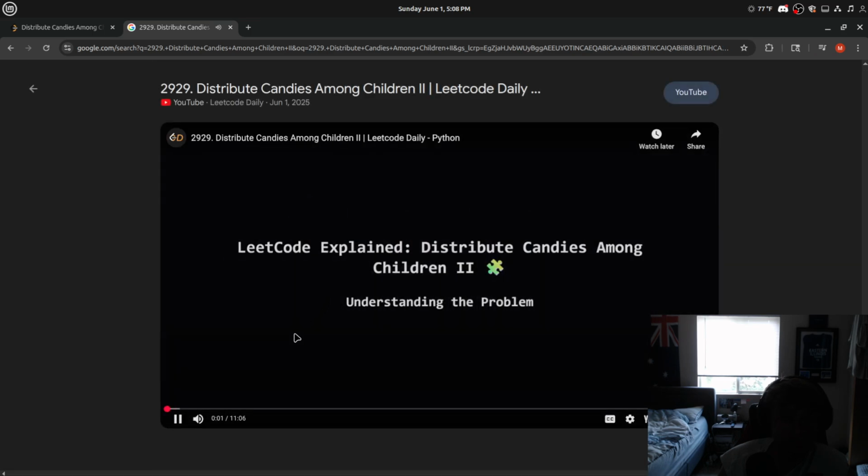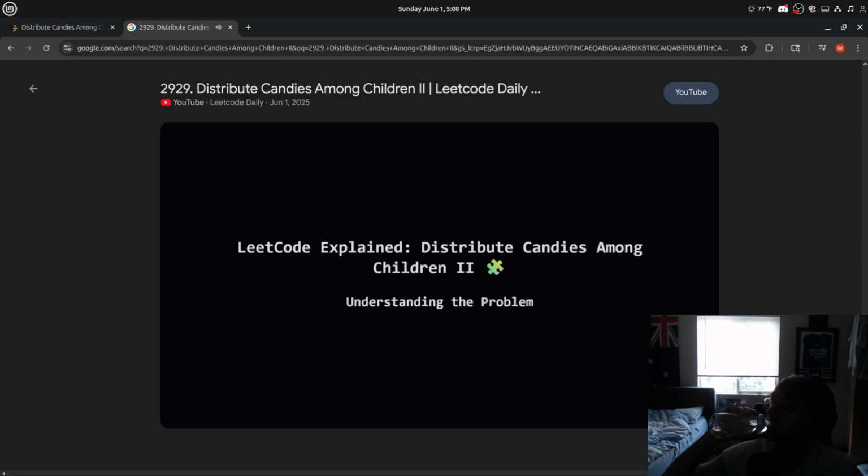Hey everyone, and welcome. Today we're tackling a Leetcode problem called Distribute Candies Among Children 2. It sounds sweet, right? We'll break down how to figure out the number of ways to share candies with a few rules. Let's dive in.